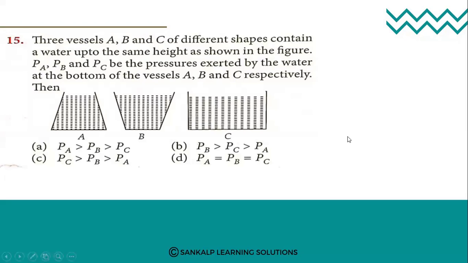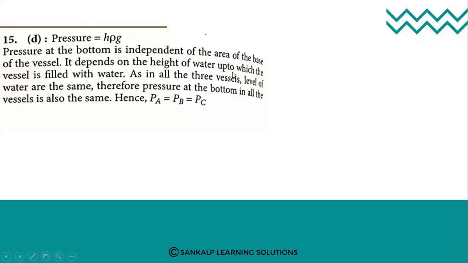See here, the pressure will be equal because already you have discussed that the pressure at the bottom is independent of the shape, or you can say the area of the base of the vessel. So therefore here the pressure will be equal in all three cases. PA is equal to PB is equal to PC at the bottom. So option D is the answer.